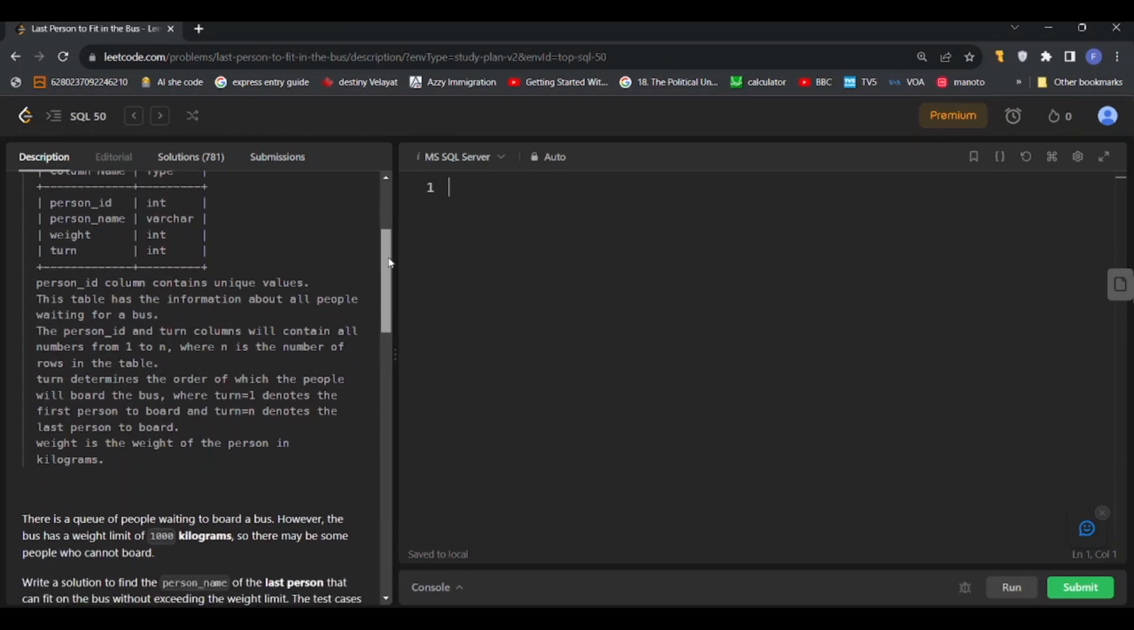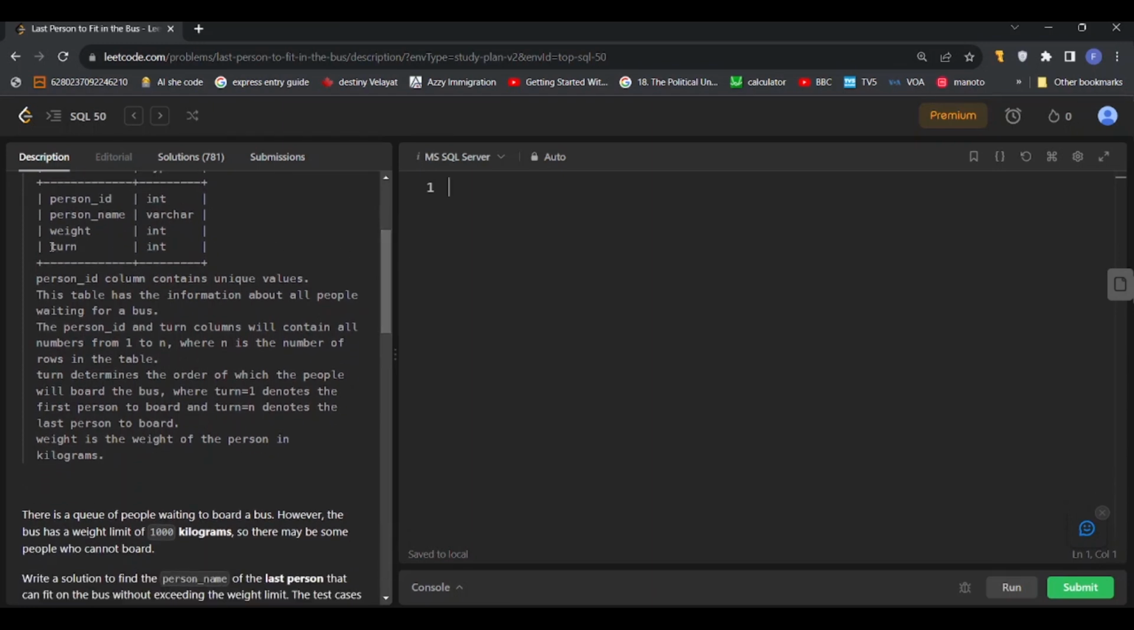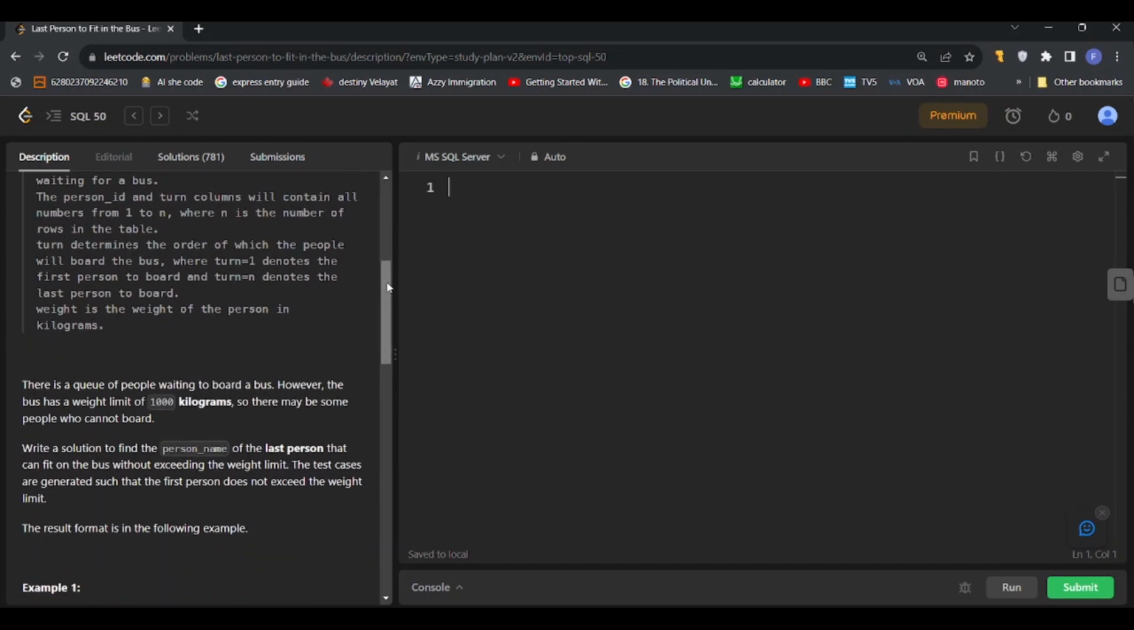These people are standing in a line, so we have to consider turns here. For example, if the first person is 200 kilos or pounds and the second person is 700 pounds and the third person is 100 pounds, the last person who can get on the bus is the third person in the row. But how do we do the exercise?